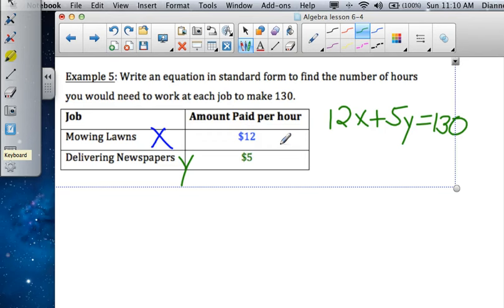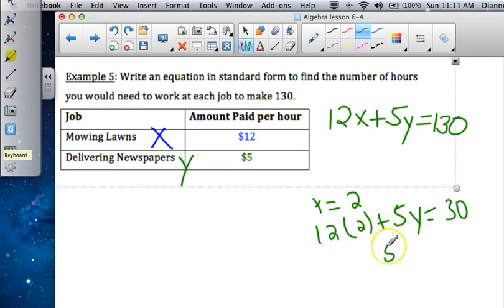So we could just solve this. You could pick hours for x and figure out what y would equal. So let's say I'm going to pick x equals 2. So 12 times 2 plus 5y equals 130. So 5y is going to equal, this is going to equal what, 24, and I'm going to subtract it, so that's going to equal 106. Y is going to equal 1.2 hours.